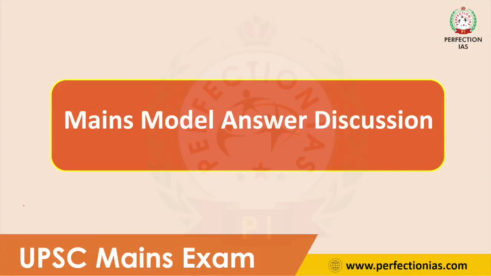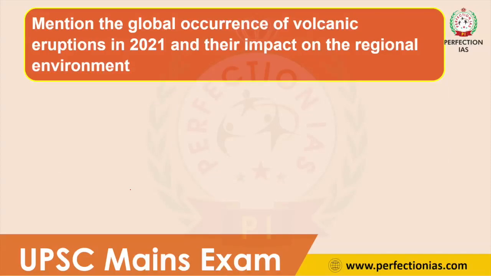In today's model answer discussion, we are going to discuss the model answer of a 2021 Geography Mains question. We had already completed the model answer discussion for all 2022 Geography questions, so now we have started on the 2021 Geography questions. The question for today is: mention the global occurrence of volcanic eruptions in 2021 and their impact on regional environment. This is a simple and direct question.